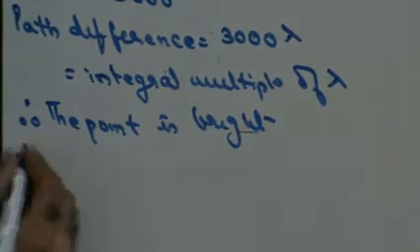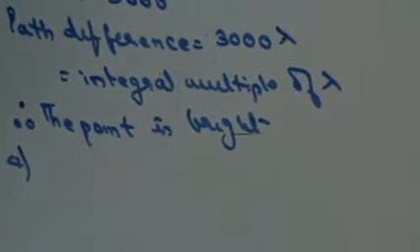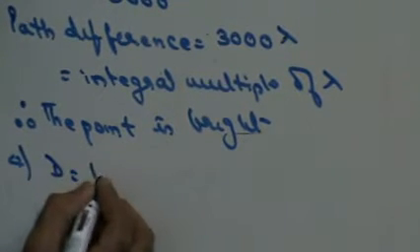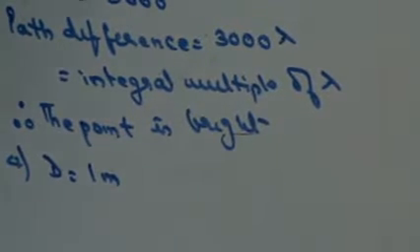Next. Take down next one please. In a biprism experiment, the screen is placed at a distance of 1 meter.